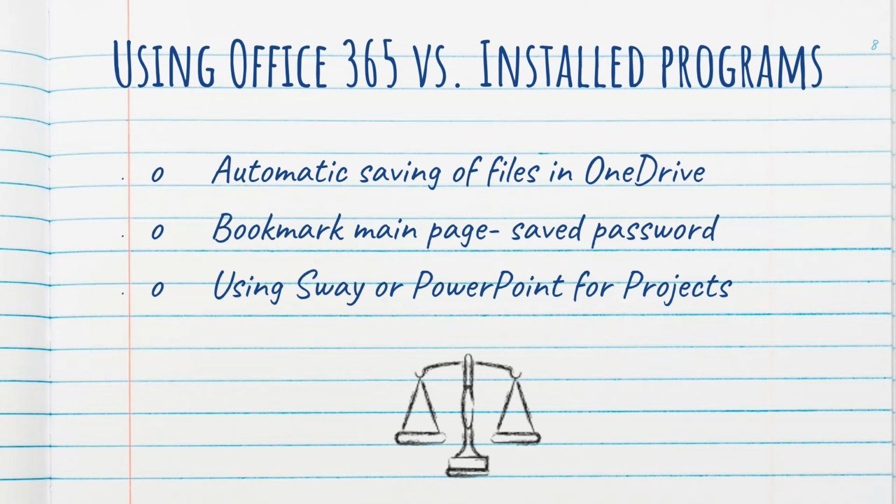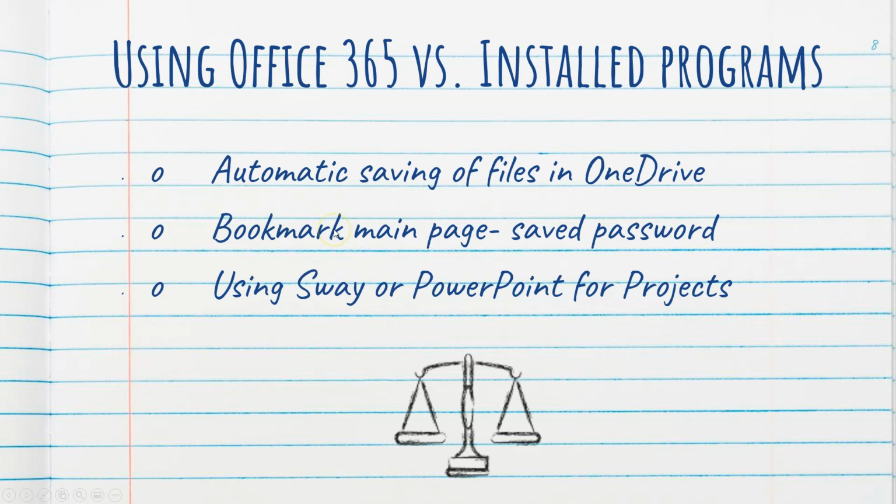Remembering that everything that you download, whether it's Word, PowerPoint, Teams, is free as long as you log in using your Washoe Schools ID. Great things about Office 365. The first one is the automatic saving of files in OneDrive. That means when you open a Word document, you don't ever have to worry about saving it. The system will automatically save it as long as you don't change any of the settings.